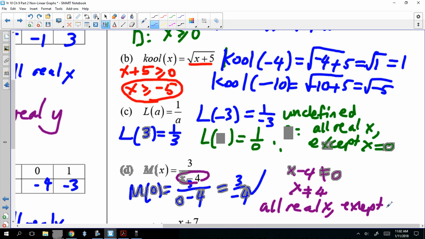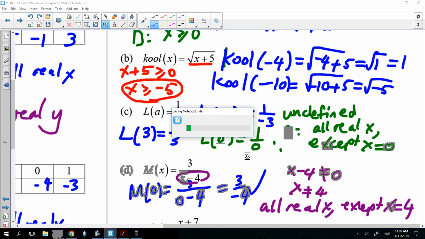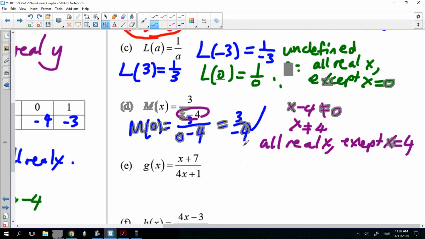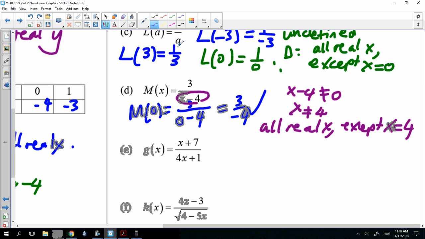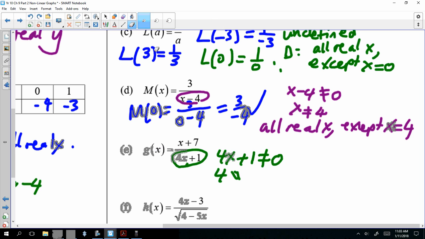Two more questions, then we're done. Okay, how about the next one? How would you find the domain for that? Now we know you just have to circle the denominator. 4x plus 1 cannot be 0. That's a little bit more complicated. It means 4x cannot be -1, so x cannot be -1/4. So we say all real x except x equal to -1/4.